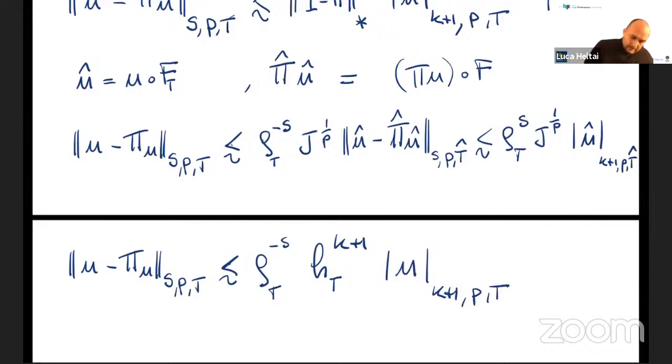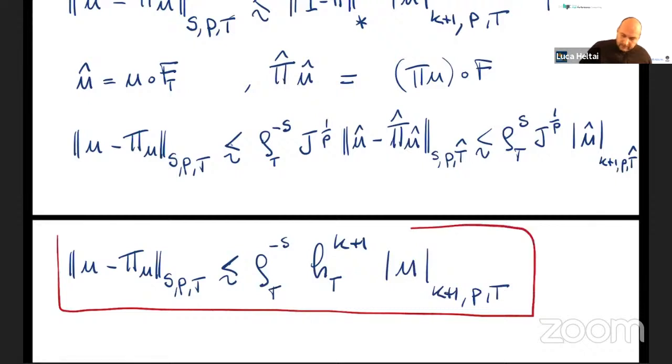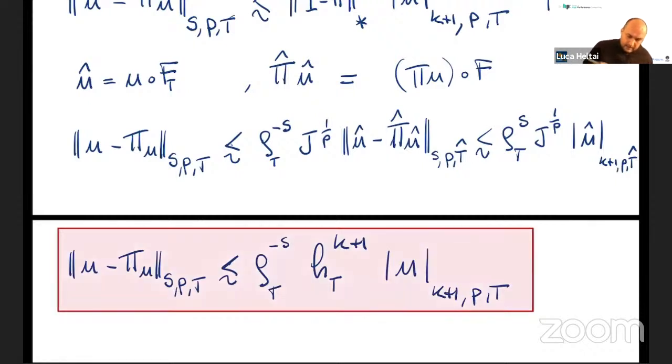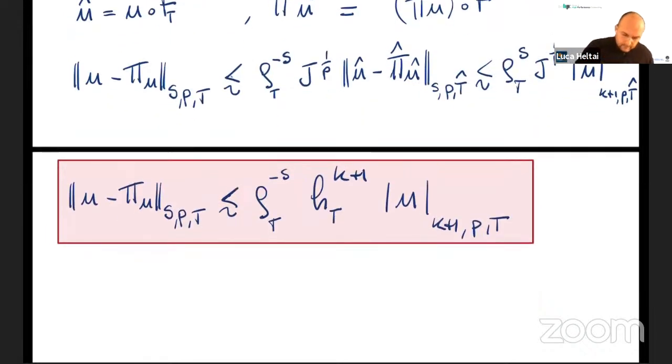And this is the single most important result of finite element analysis. And this is the reason why these methods are so powerful. Okay, so the way to remember this from the mnemonic point of view is: whatever is on the right is with a positive power, and whatever is on the left is with a negative power in the estimate. And of course, if I have a negative power, I cannot put H because H is the upper estimate. I have to use the lower estimate, which is rho, written over here.